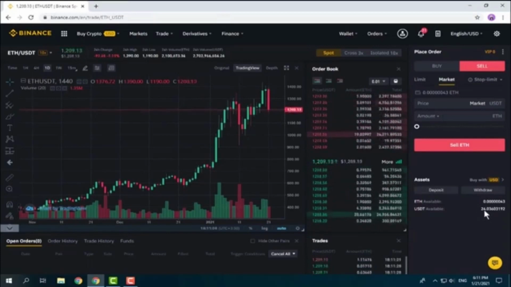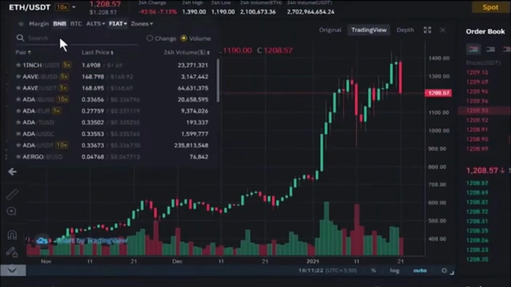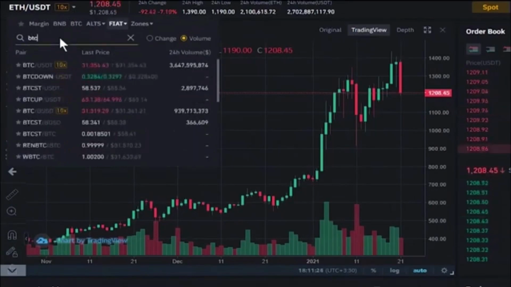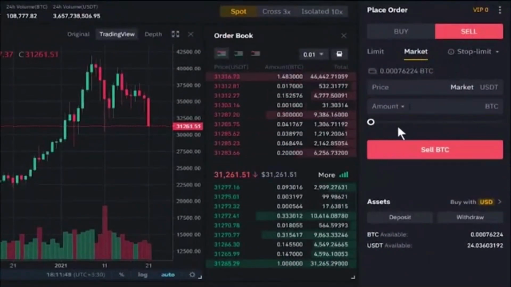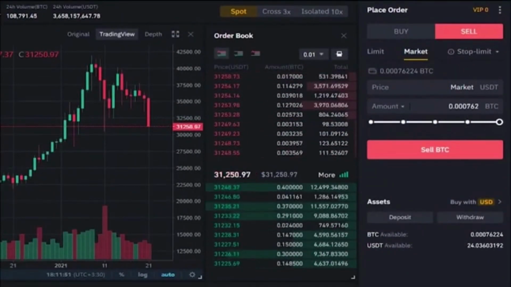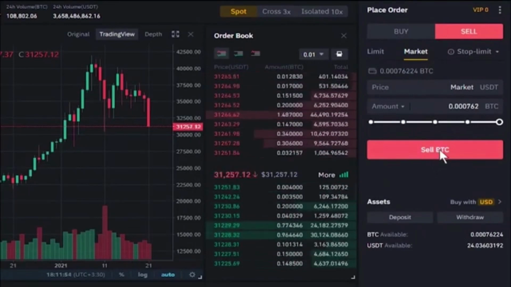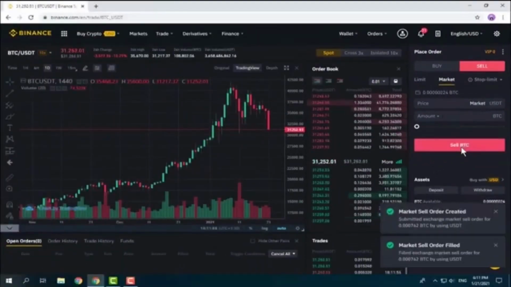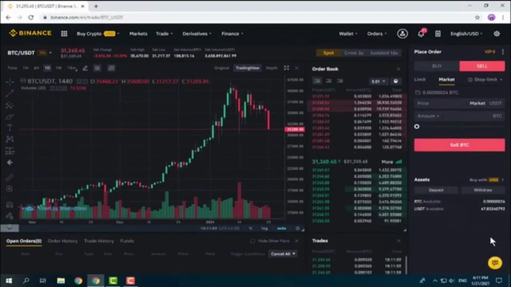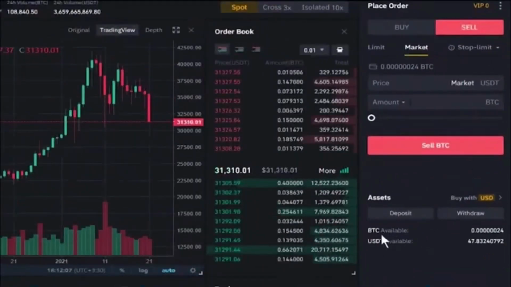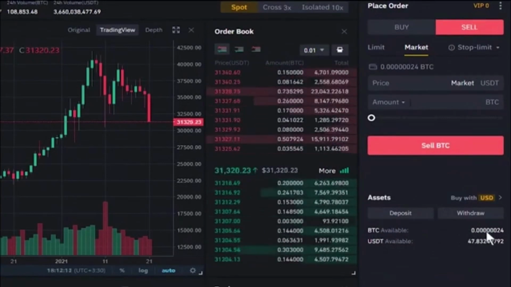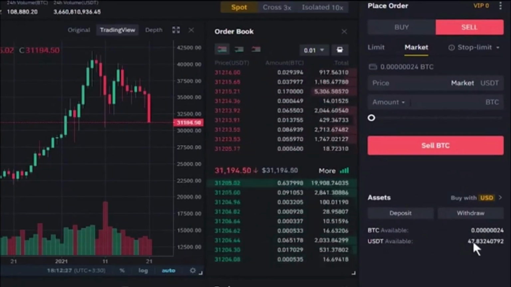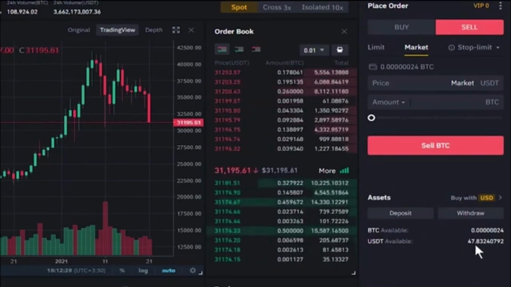Now let's sell our Bitcoin. Here we search BTC and BTC to USDT. The sell tab is selected, market order. We set the amount to 100% and we click on sell BTC. And it's done, and we sold our Bitcoin. And now, as you can see, this is how much Bitcoin we have available, which is very small. And here's the amount of Tether that we have available now.